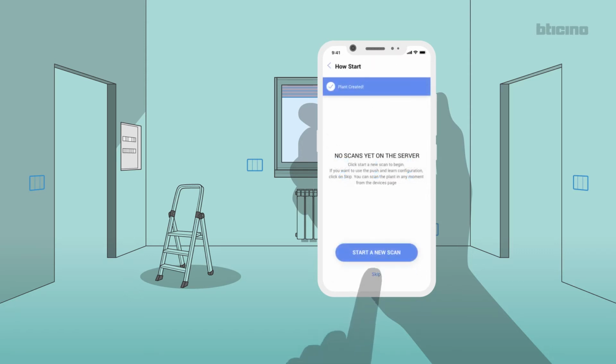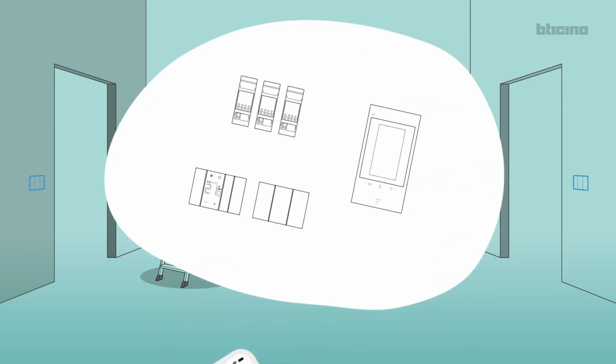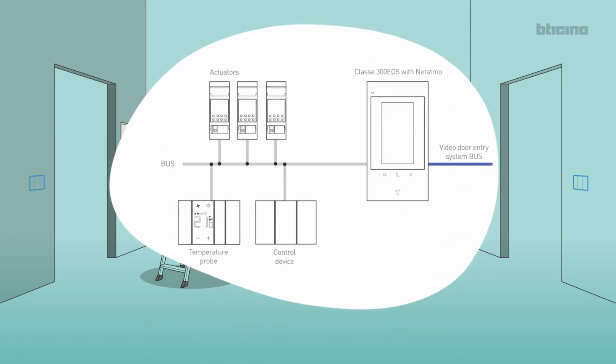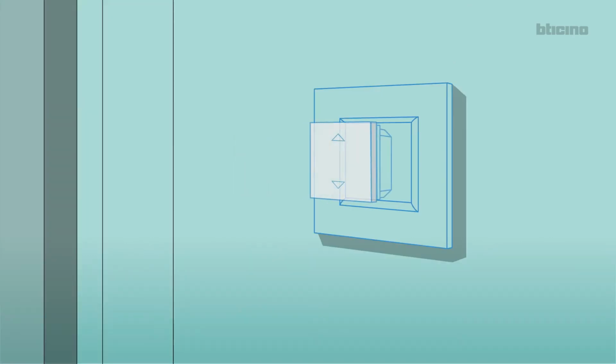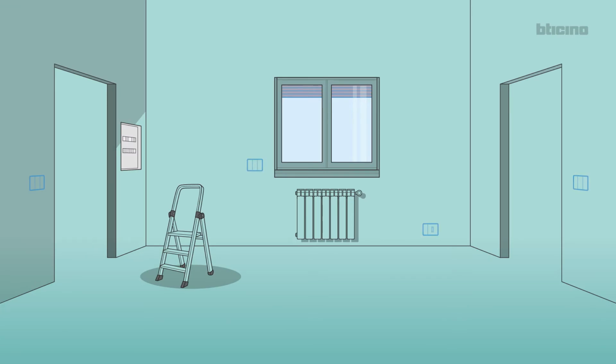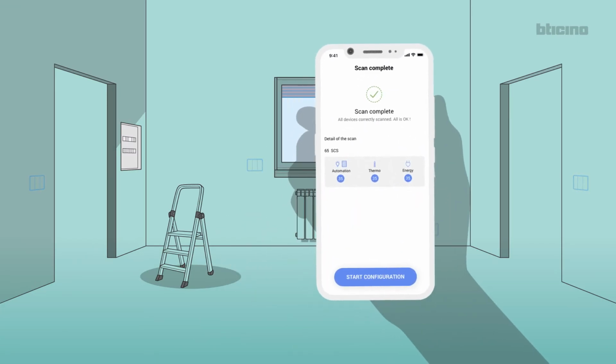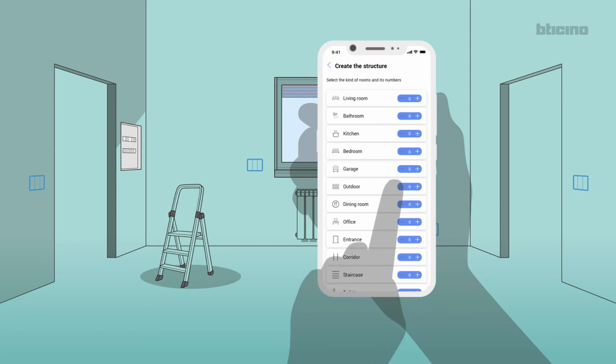If you select Skip, you can use the Push and Learn procedure for the manual recognition of devices. Select the actuator by pressing one of its keys and press on the control device to be associated. This procedure is useful for easily adding a new device to the system or to configure a system with a few devices. Continue by selecting Start Configuration.